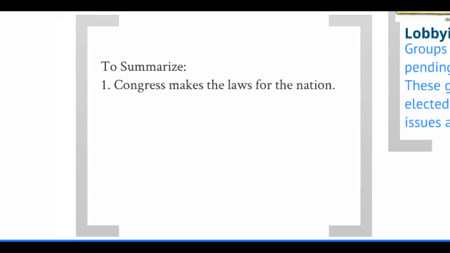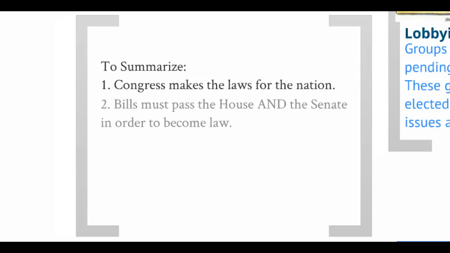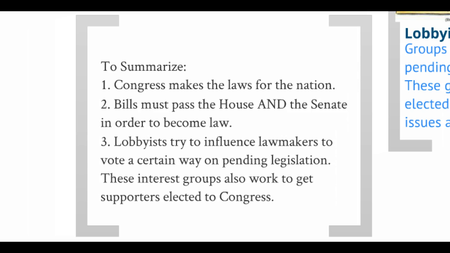So then, just to sum up, Congress makes laws for the nation. Bills must pass both the House and the Senate in order for them to become law. And lobbyists try to influence lawmakers to vote certain ways on pending legislation. Maybe an example would help clear this up. Let's take a bill that is an anti-gun bill that Congress is debating.